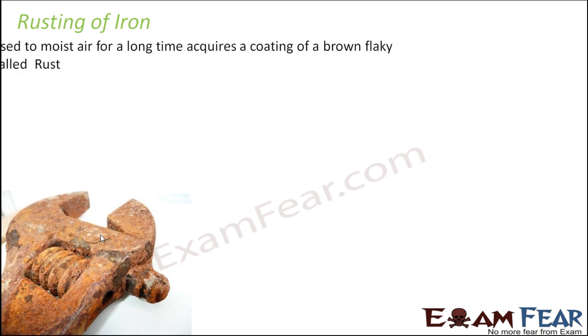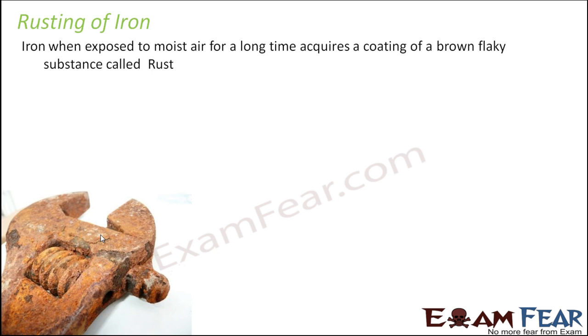Now this rusting takes place in presence of air and water. And it happens when iron is exposed to moist air. So moist means it will have some water, and air is oxygen. So in presence of oxygen and water, this rusting will take place. So it will acquire a coating of a brown flecky substance, and this is called rust.